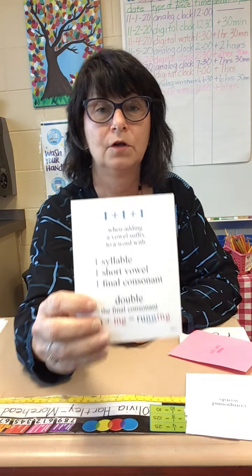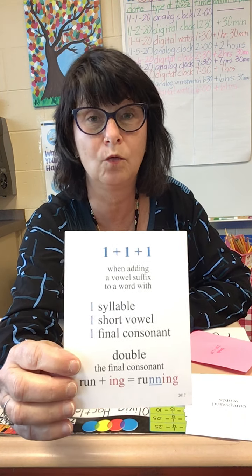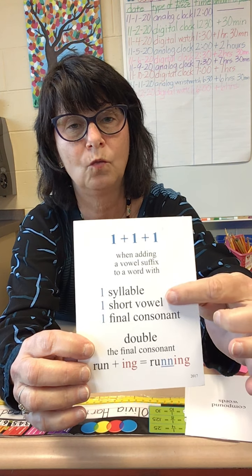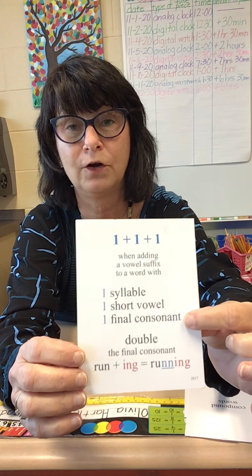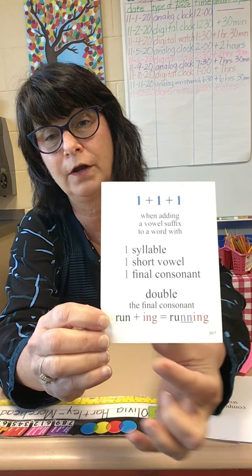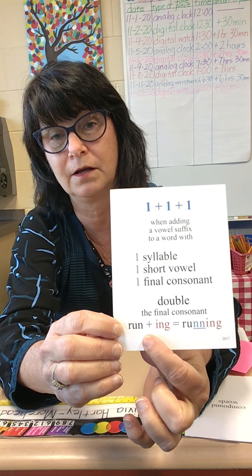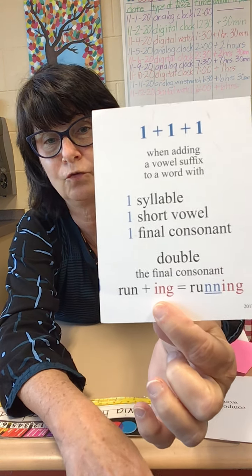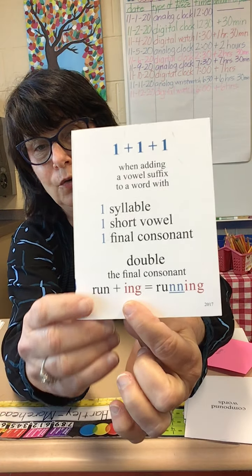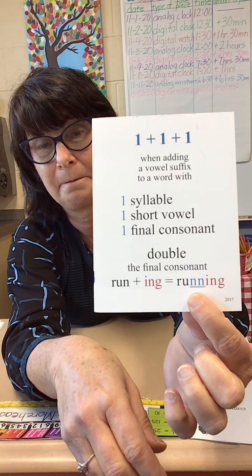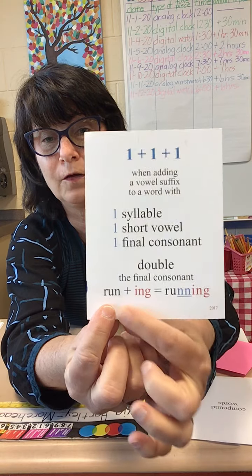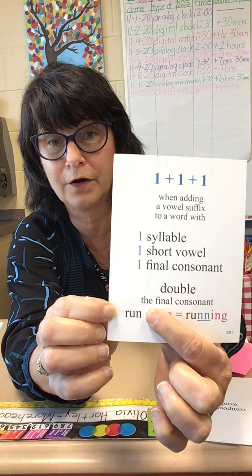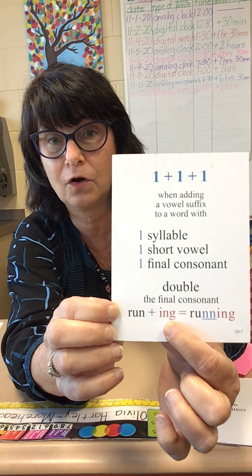All right. Don't forget to be doing in your writing the 1 + 1 + 1. If you have a one-syllable word, one short vowel, one final consonant, you are going to double the final consonant before you add a vowel suffix. Here's run, turning into running. And remember, the first part, the regular part of the word is called the base word or the root word, and then the ending is called the suffix.